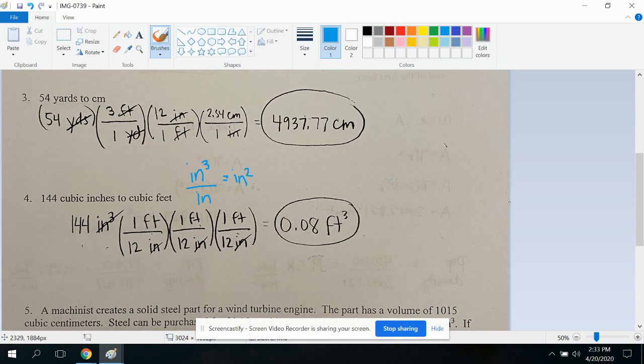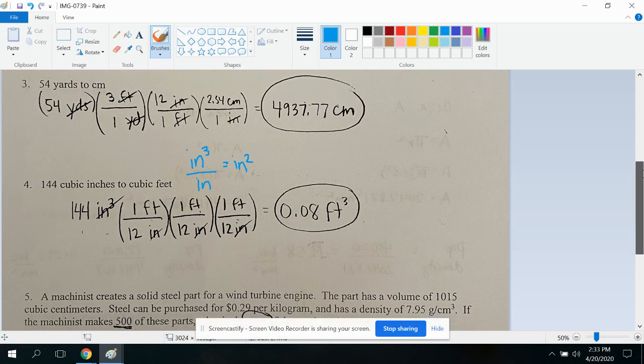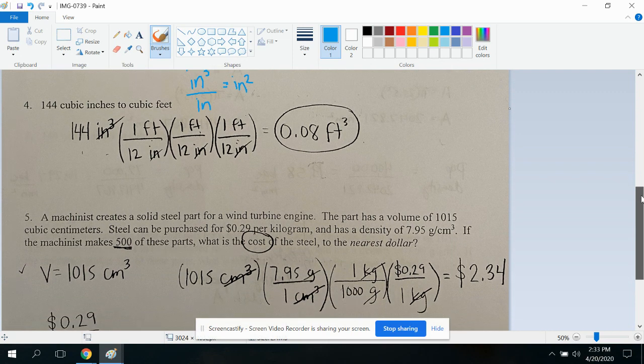So please try your best. Try to use the reference sheet. Try not to go to Google right away for things. I think it's worthwhile practice.